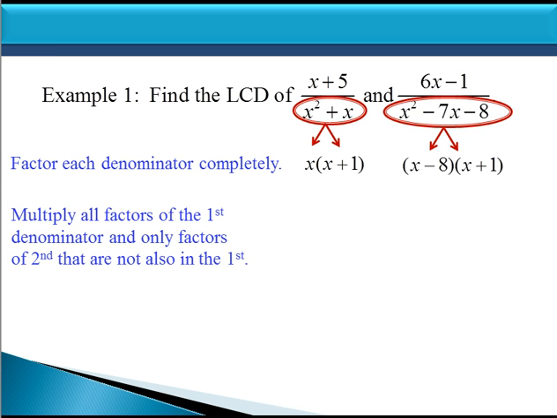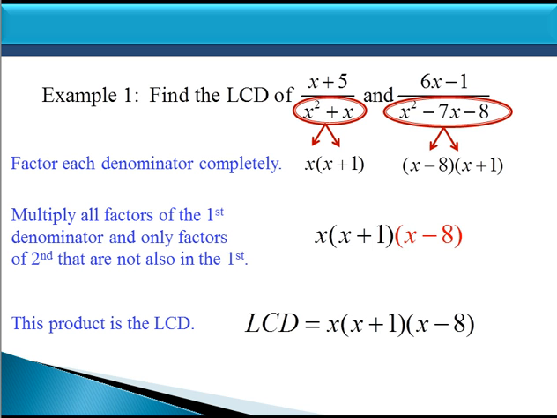Our next step is to take all the factors from the first denominator, which is x and x plus 1, and then take only the factors of the second denominator that we don't already have. Notice we already have a factor of x plus 1, so we only need the factor x minus 8 from the second denominator. Then we multiply these factors together, and that is our least common denominator. So the least common denominator of these two rational expressions is x times x plus 1 times x minus 8.